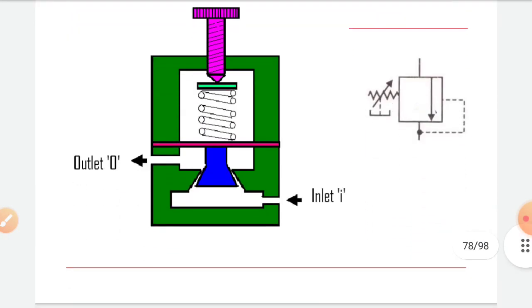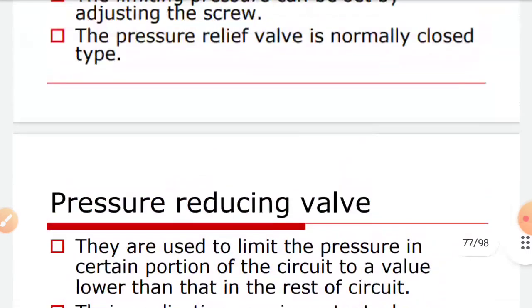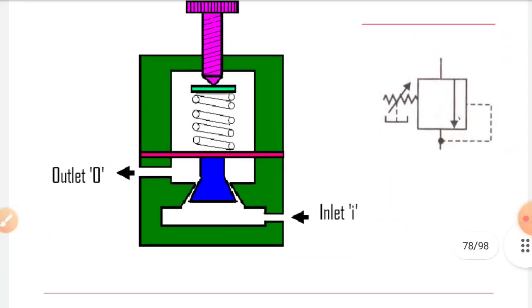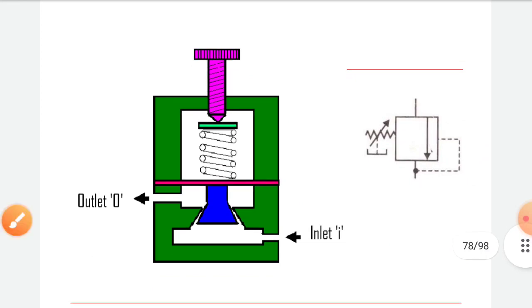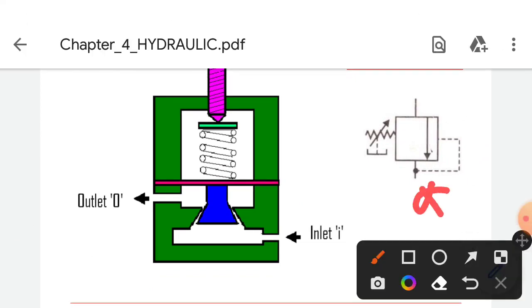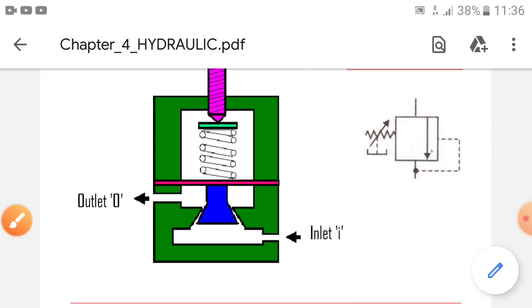Okay, so this is the construction of the pressure reducing valve, all of you see, and a symbol. This is the pressure reducing valve symbol.